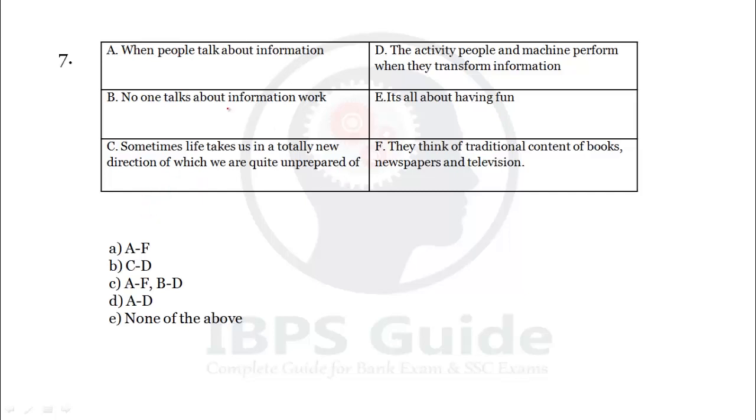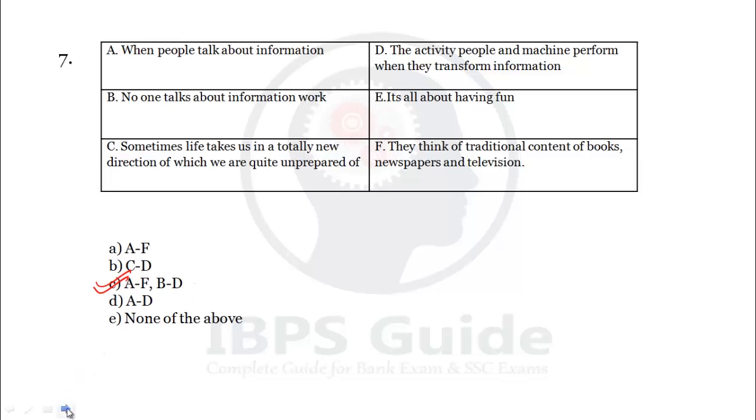At first try to match A and F. When people talk about information, they think the traditional content of books, newspapers and television. AF is applicable. But in C option, AF and BD, so let's try to match BD. No one talks about information work. The activity people and machine perform when they transform information. So that's why AF and BD will be the correct option. So our answer will be C.